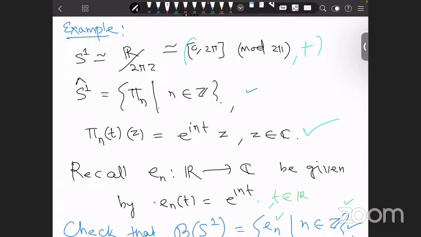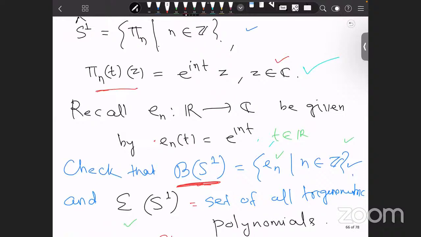Now let S1 be equal to R mod 2πZ. And R mod 2πZ is nothing but the closed interval [0, 2π] with addition modulo 2π, and the group operation is addition. Now we know that S1 hat is nothing but the collection of all π_n, where n belongs to Z. I have discussed that S1 hat can be parameterized by Z, and each representation is a representation on C. And how is that representation defined? π_n(t) acts on z, where z is an element of C, as e to the power i n t times z.